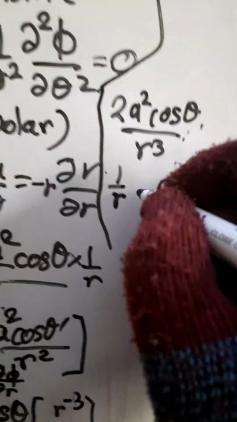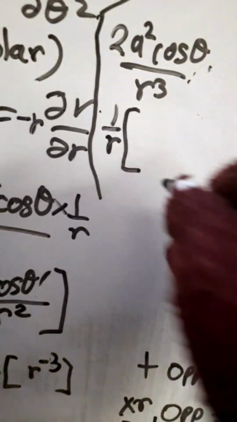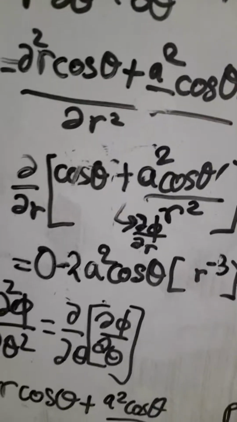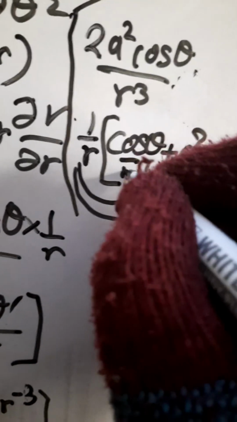Sorry, no space is there, so I have to write it here. So 1 by r, this is 1 by r. Now what is here? 1 by r cos theta plus a square cos theta, cos theta r square. So what happens is it would be multiplied to both of these because this is out of the bracket. Simple. So what would happen is cos theta by r.